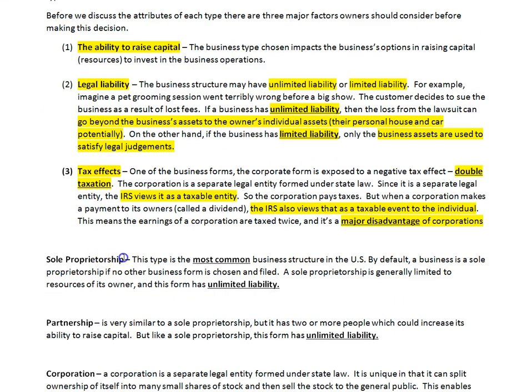Alright, let's go through these. We're going to group sole proprietorship and partnership; they are basically the same thing, except partnership has 2 or more people. Sole proprietorship is the most common type of business structure.